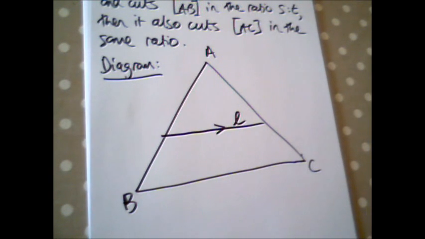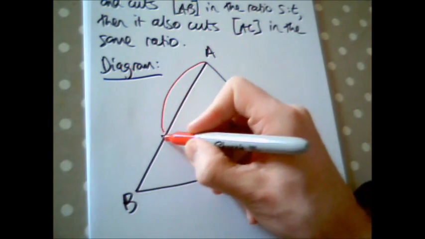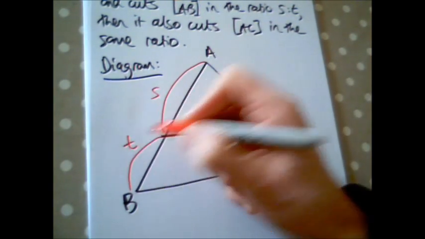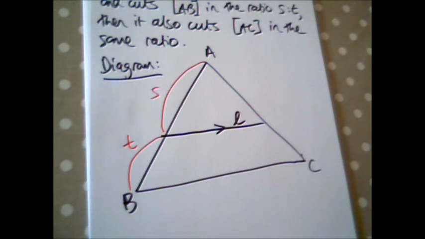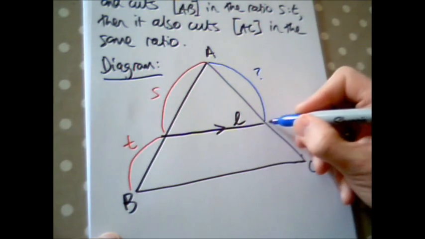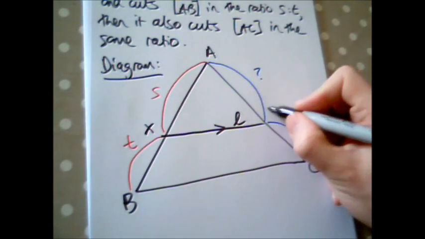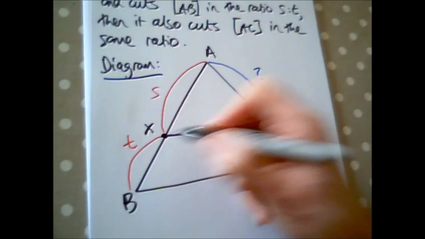And it cuts AB in the ratio of S is to T. So this is S is to T. Okay, and we want to know what ratio it cuts AC in, so in other words we want to know what's this ratio over here. Hopefully it will be S is to T, that'll be great. That's what we're hoping to prove. So just to follow what's in the book and to make it a bit handier, we'll call this point Y and this point X.